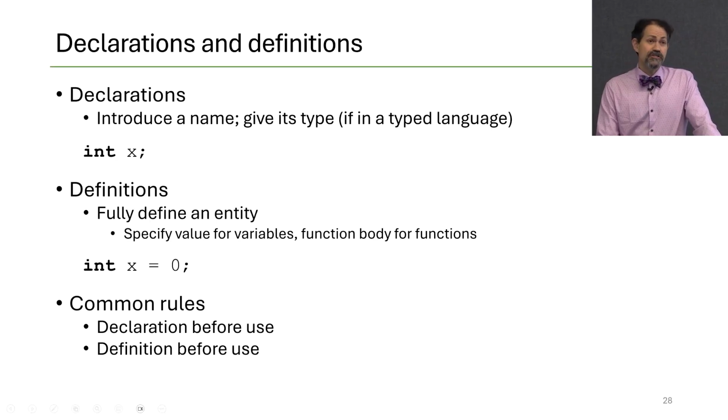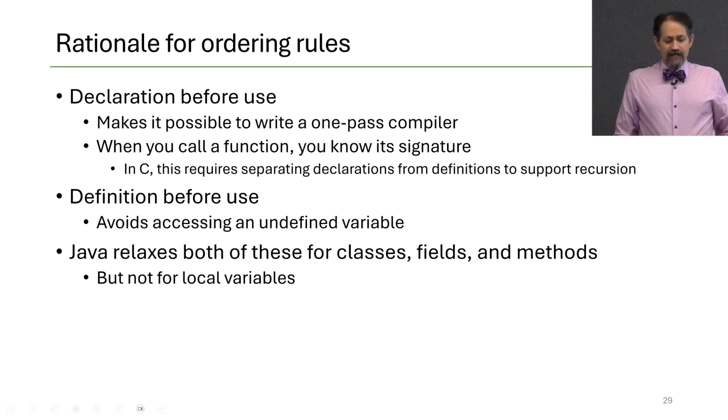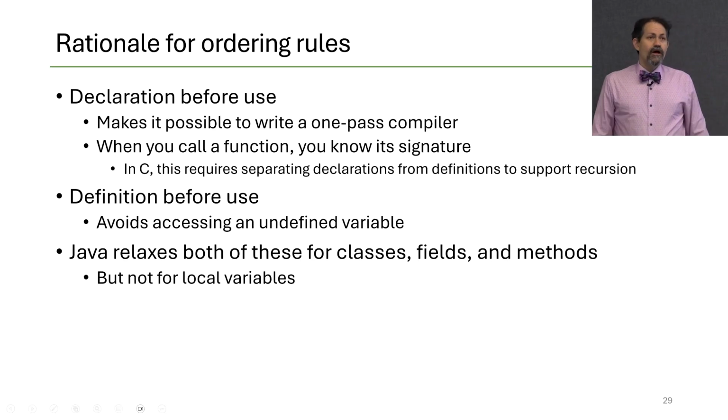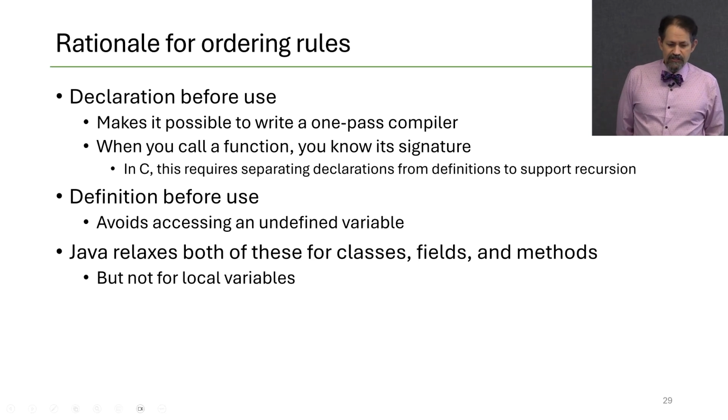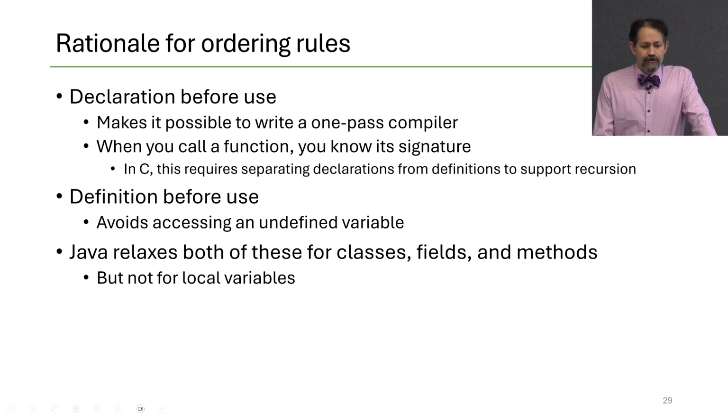Some common rules that you see in programming languages include declaring variables and functions before using them, and defining them before using them. What is the rationale for these rules? Well, declaration before use makes it possible to write a one-pass compiler. So when you call a function, you know its signature, and so you know how to call it, how many arguments to pass. You can type check it.